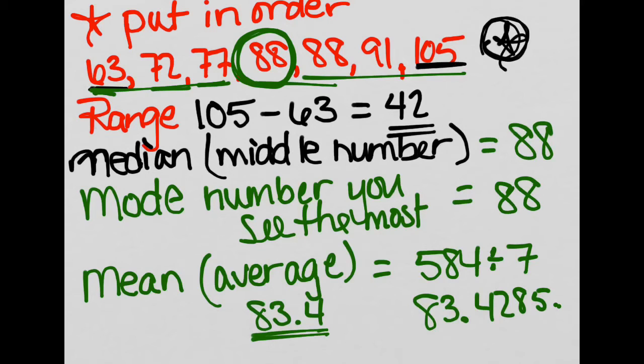So this would be used if we were looking at a math test and I wanted to see what the average was of the class. Obviously, there's going to be some scores that are higher than that. There are some scores that are lower than that, but 83 is the average or the mean.